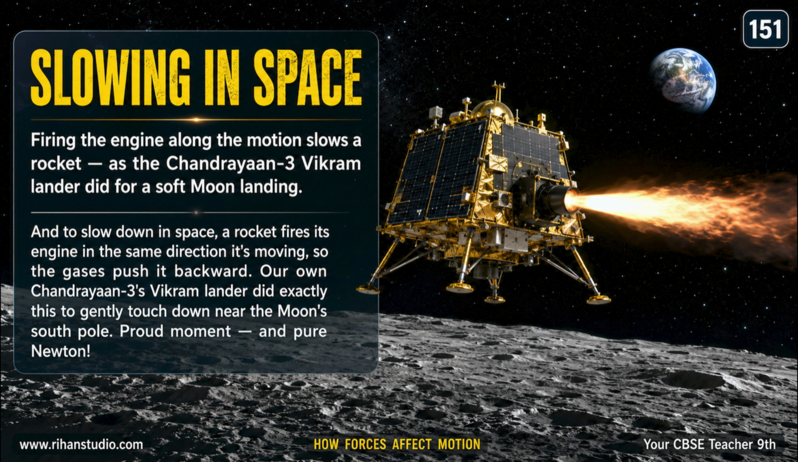And to slow down in space, a rocket fires its engine in the same direction it's moving, so the gases push it backward. Our own Chandrayaan-3's Vikram lander did exactly this to gently touch down near the moon's south pole. Proud moment, and pure Newton.